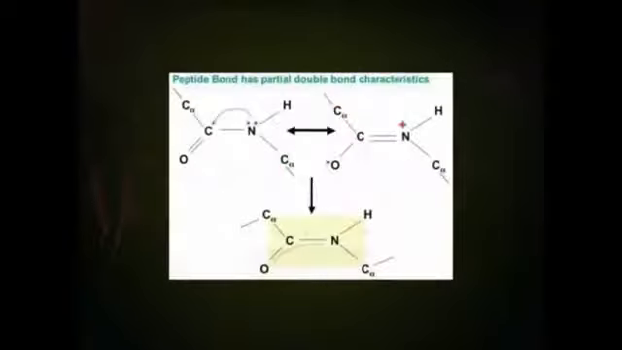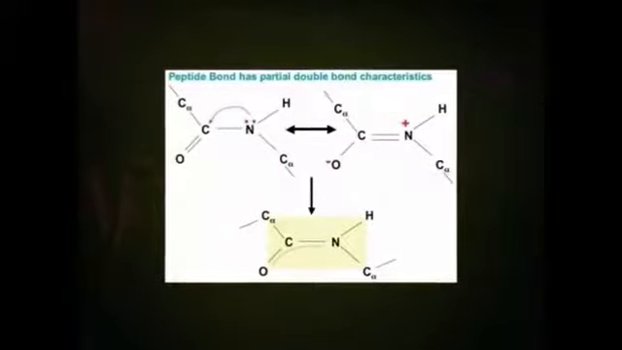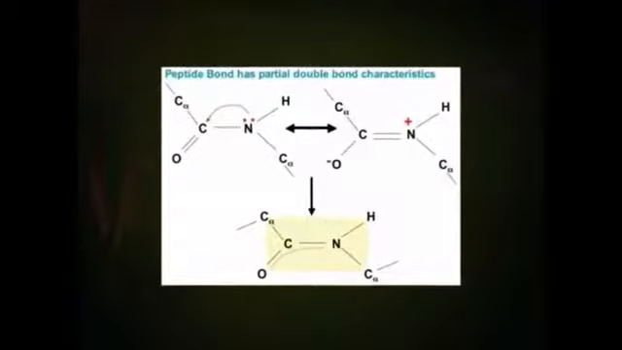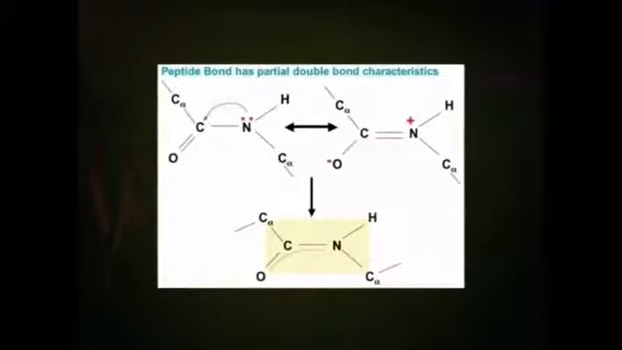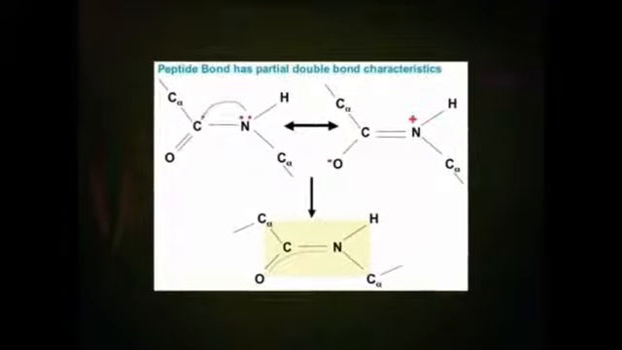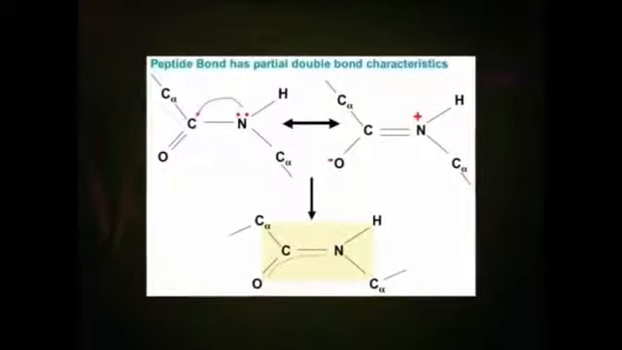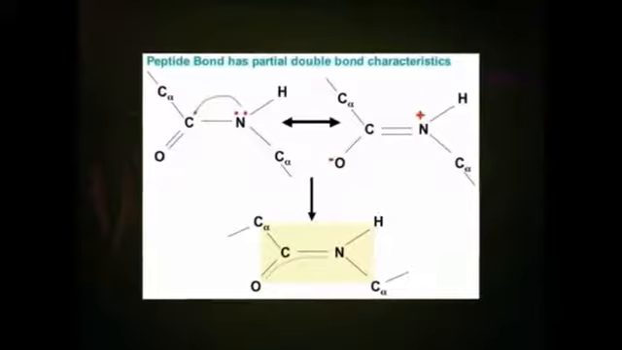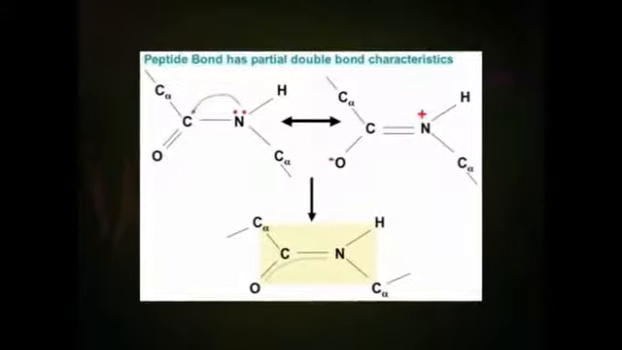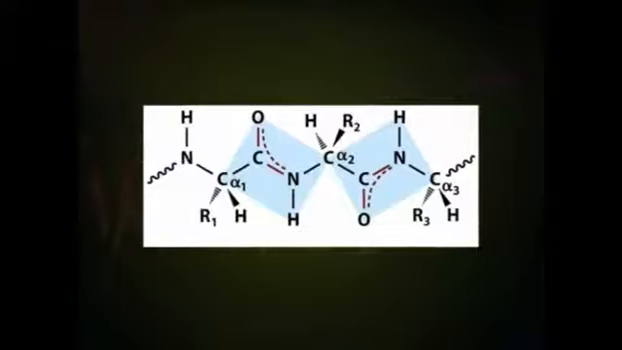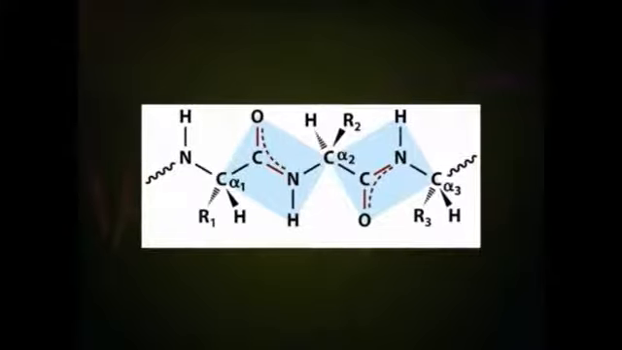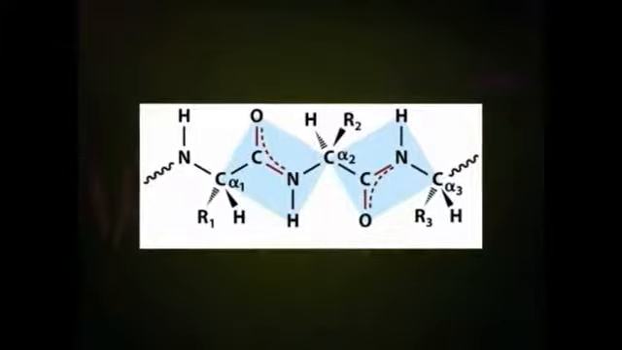Partial sharing of 2 electrons occurs between the carbonyl oxygen and amide nitrogen. Therefore, the peptide bond has double bond character with a bond length of 1.32 angstrom, which is shorter than the alpha carbon to amide nitrogen bond with a bond length of 1.45 angstrom. Since the peptide C-N bond has double bond character, rotation about the peptide bond is strictly prohibited.